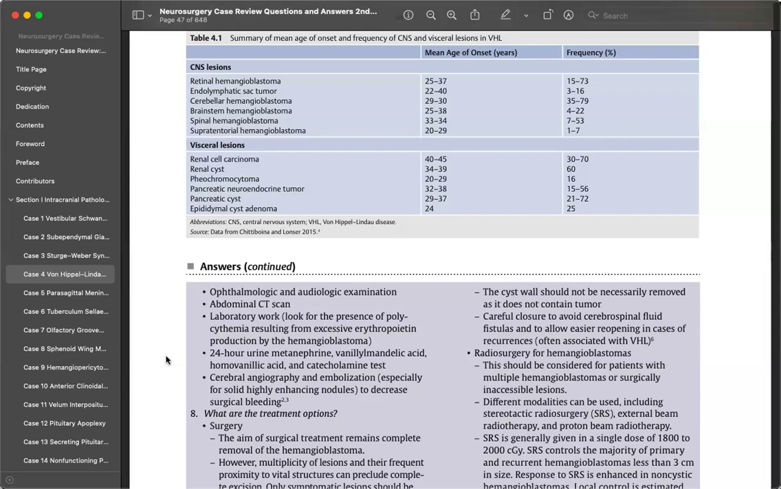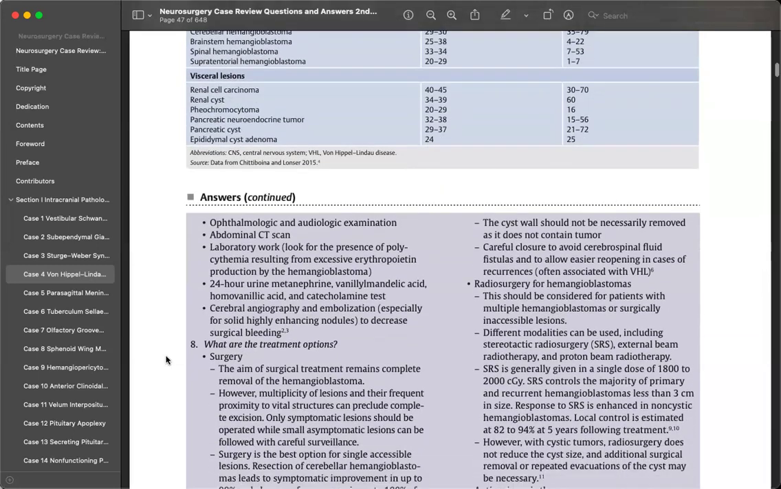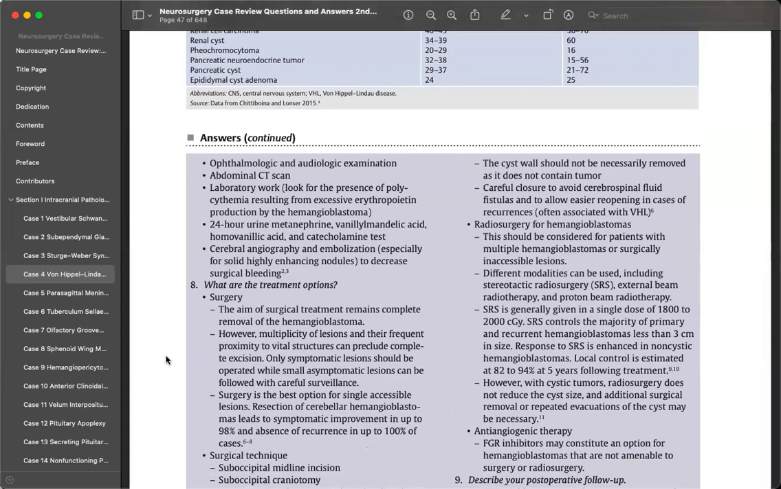So what are the treatment options? Surgery. The aim of surgical treatment remains complete removal of the hemangioblastoma. However, multiplicity of lesions and their frequent proximity to vital structures can preclude complete excision. Only symptomatic lesions should be operated, while small asymptomatic lesions can be followed with careful surveillance. Surgery is the best option for single accessible lesions. Resection of cerebellar hemangioblastomas leads to symptomatic improvement in up to 98% and absence of recurrence in up to 100% of cases.